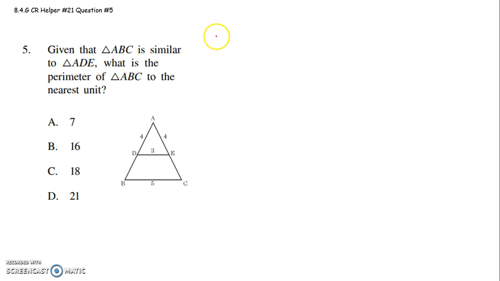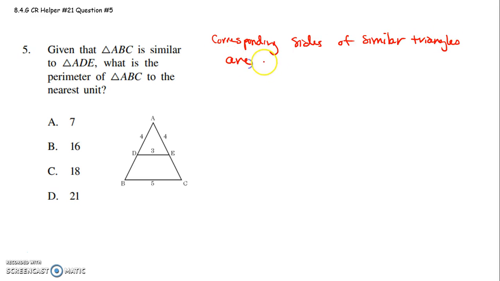So the important part here is corresponding sides of similar triangles are in proportion. Means we can set up a proportion to compare them. So DE corresponds to BC. All right.